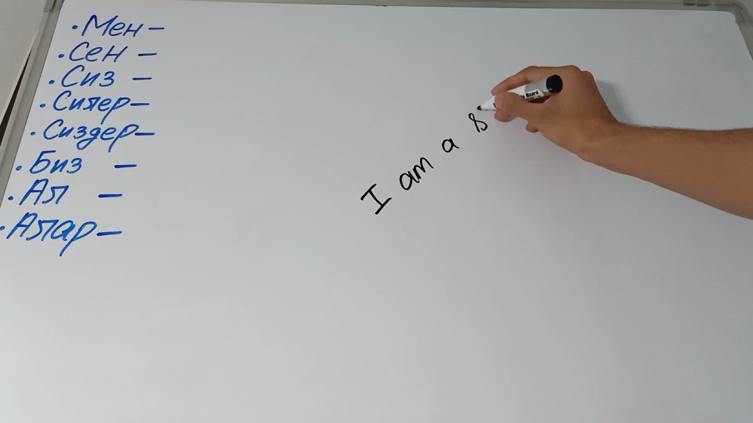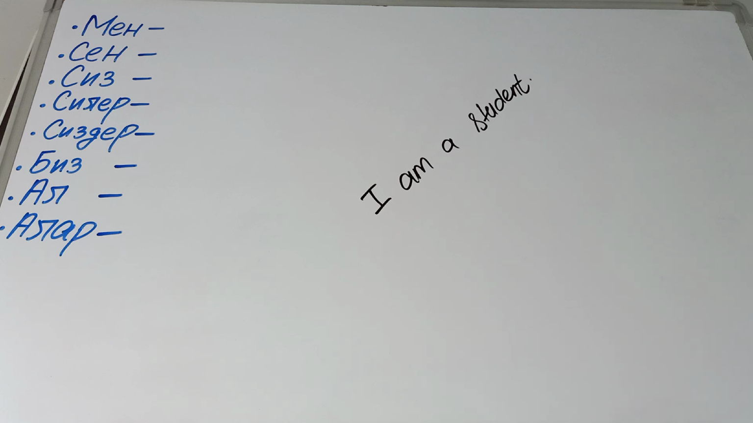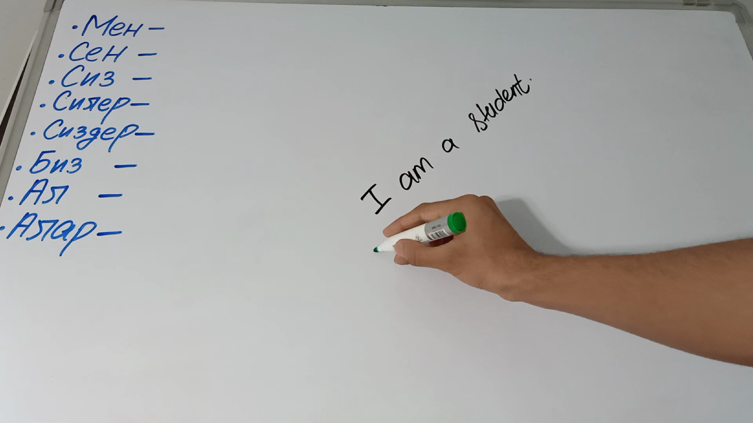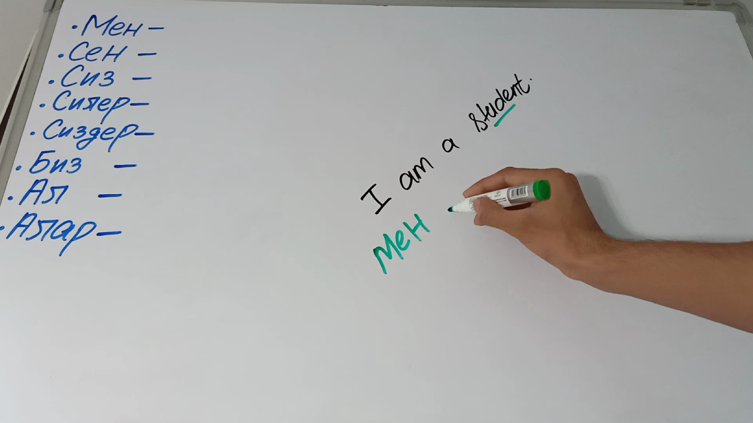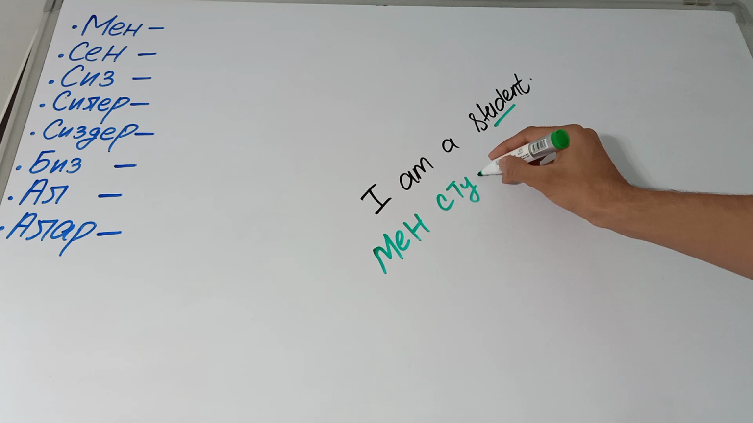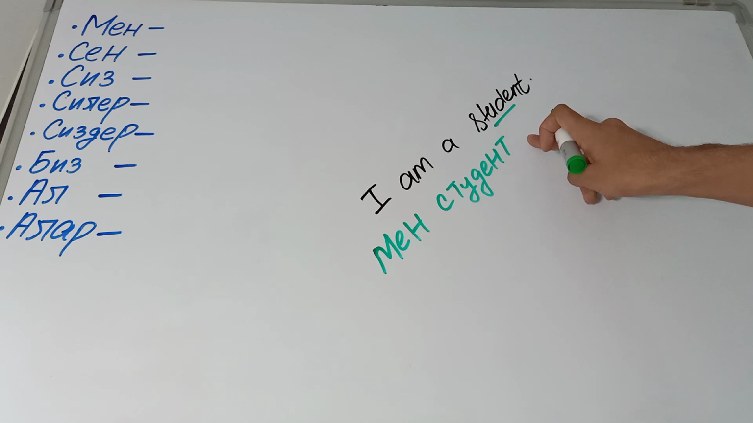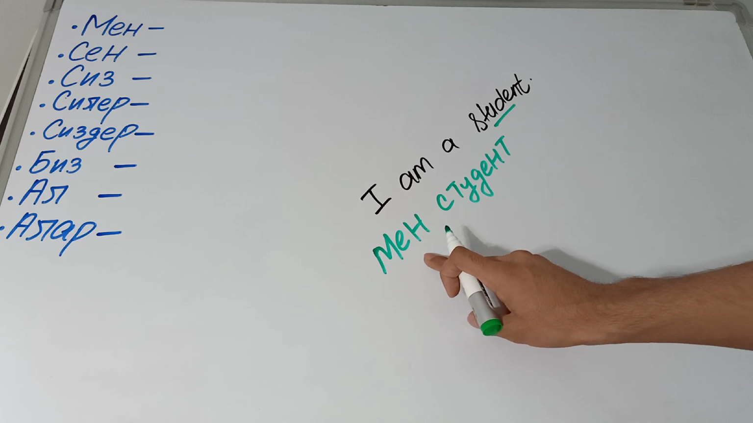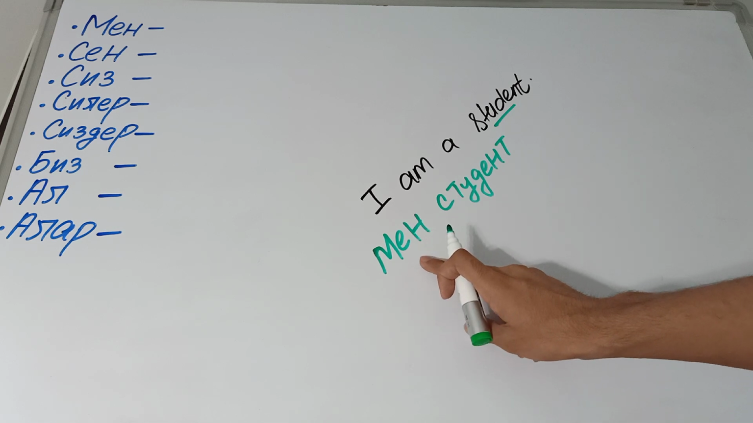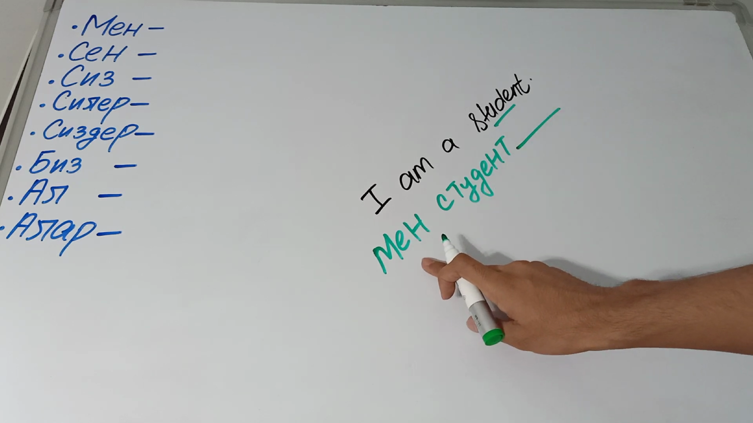I am a student. Now we have to translate it, and the translation of "I" will be "men". Then will come "student". Now we will add here the personal ending of the personal pronoun. Which personal pronoun did we use here? We used "men" as a personal pronoun, so we will add the personal ending of "men".